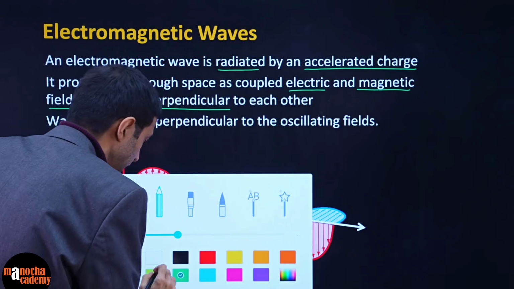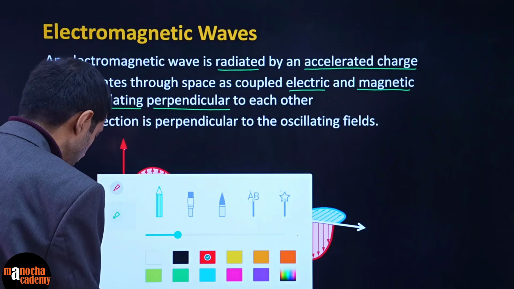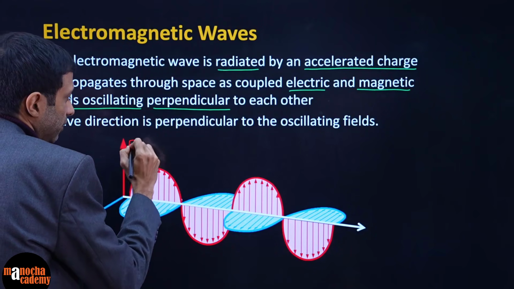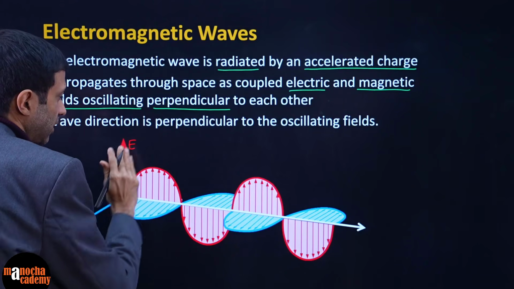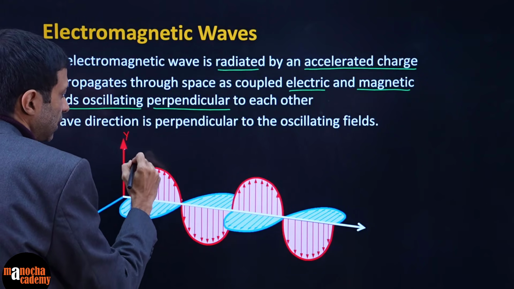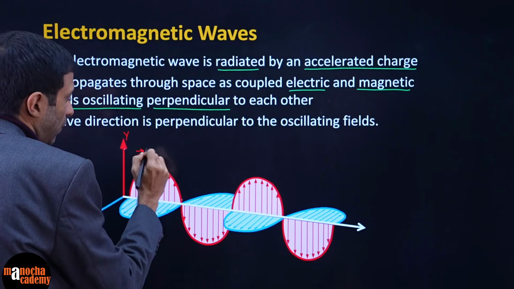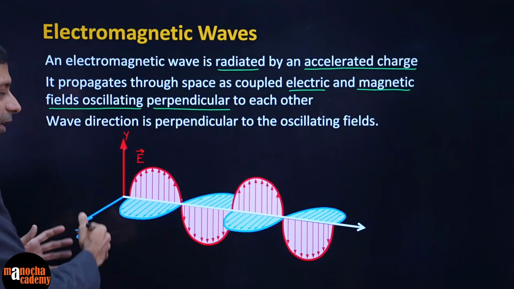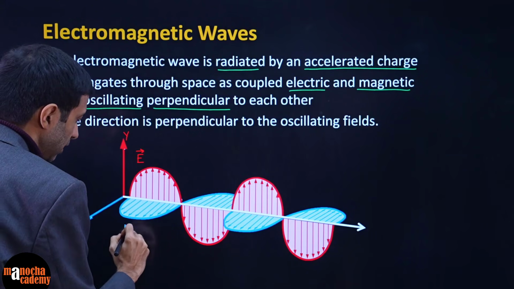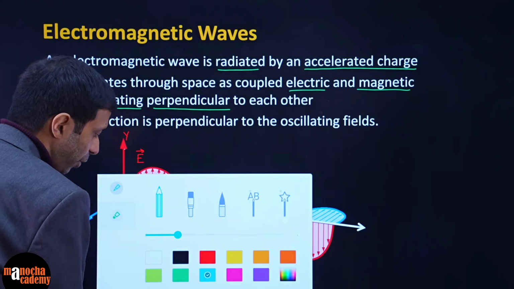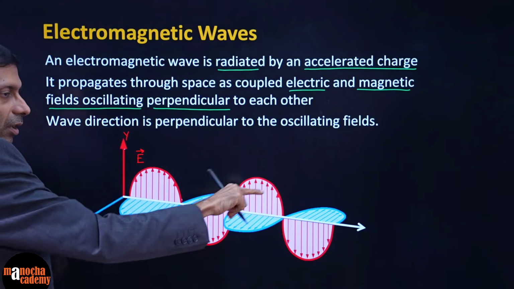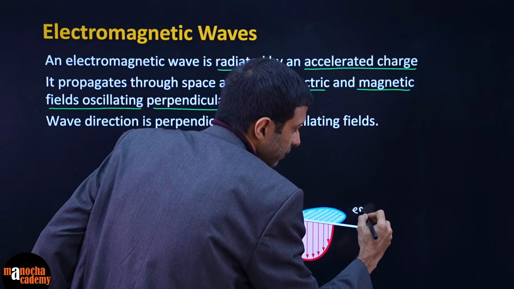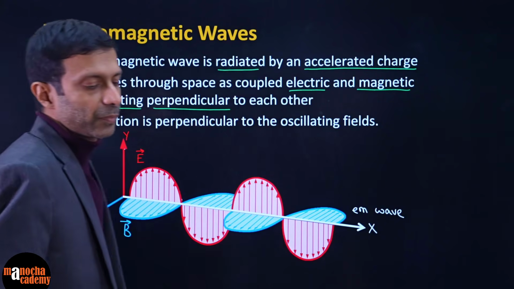So if you look at this diagram, suppose the red one is our electric field along the y-axis. So this is the y-axis and this is my electric field along the y-axis. This is the z-axis. It doesn't have to be, but in this diagram it is. This is the magnetic field, and my wave propagation is happening along which direction? The white line, the x-axis, is my electromagnetic wave. So the wave goes this way.